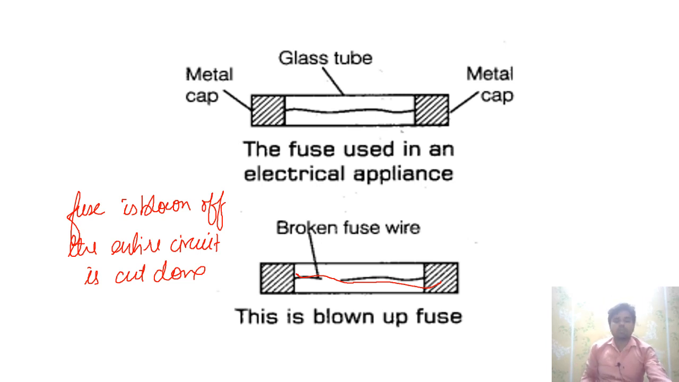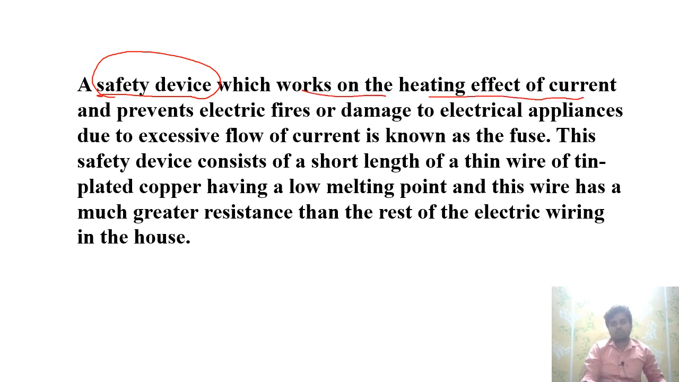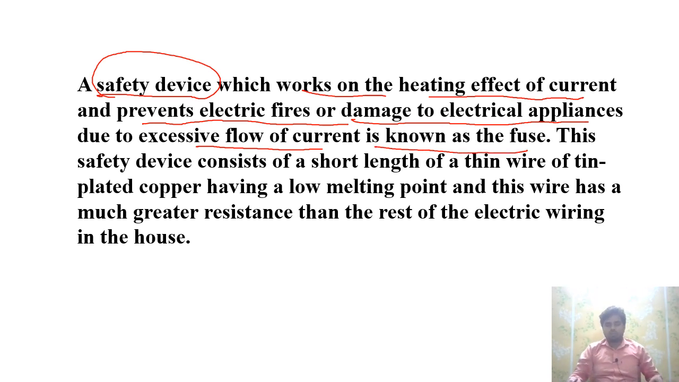Is it clear to you, student, or should I tell you again? I hope it is clear. Now we will look at a few points. The safety device which works on the heating effect of the current and prevents electric fires or damage to electric appliances due to excessive flow of current is known as the fuse. This safety device consists of a short length of thin wire of tin plated copper.